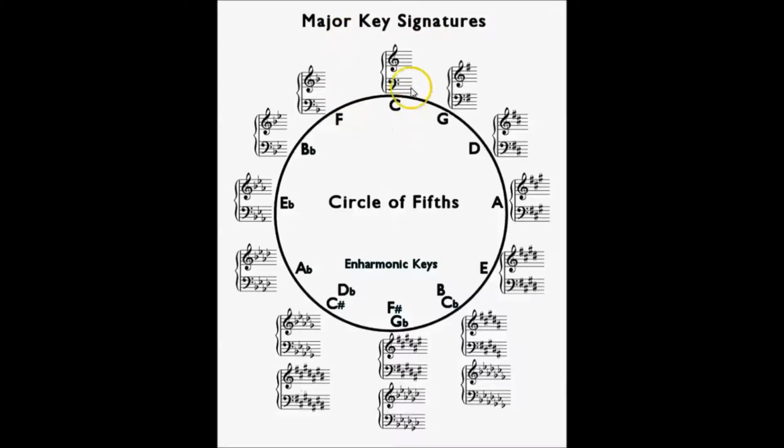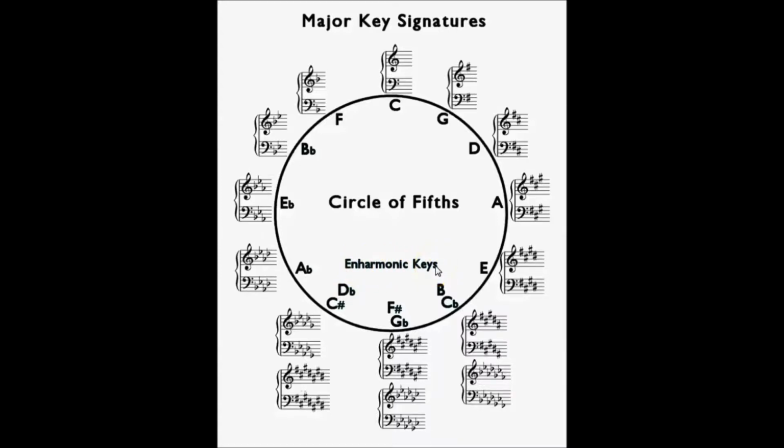What you'll notice is that C major is at the top because there are no flats or sharps in the key of C. Going around to the right, each key signature adds one sharp for each key, and then going around to the left, each key signature adds one flat. You'll notice down at the bottom there are three keys that have both sharp and flat key signatures listed for them. That's because they are enharmonic keys.